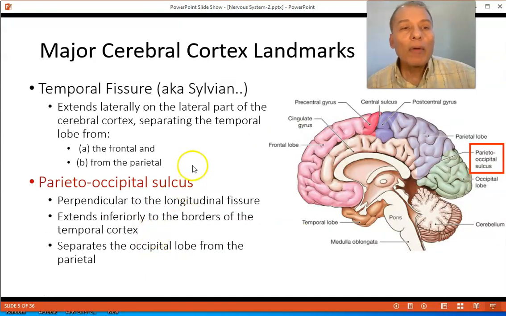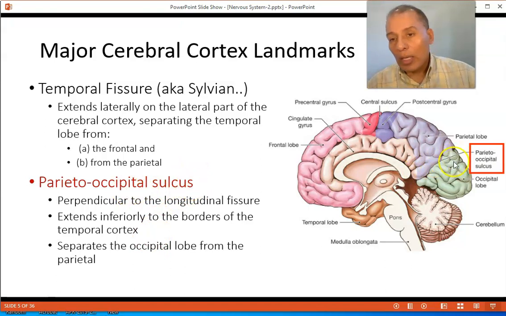Then we have the parieto-occipital sulcus, and that separates the parietal lobe from the occipital lobe. You get the clue from the name, parieto-occipital. This is the boundary between the parietal and the occipital lobes.